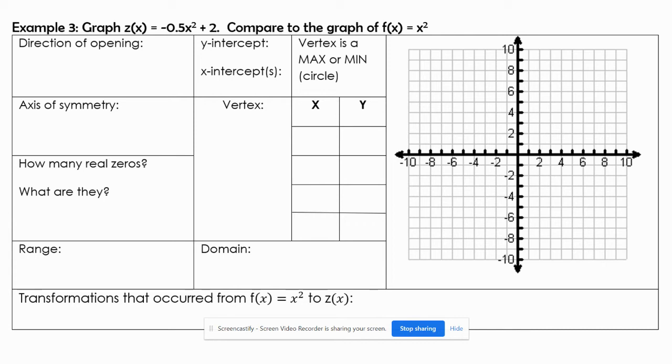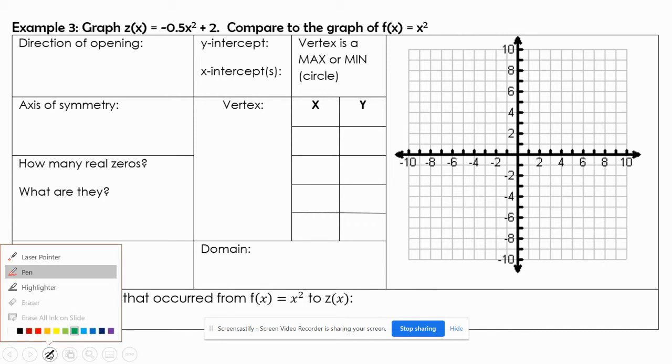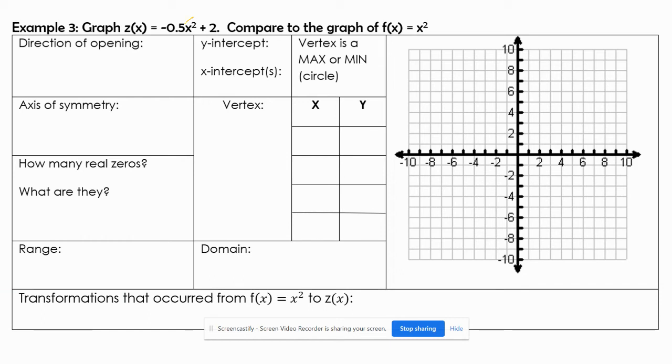Example 3. Still again comparing this to our parent function of x squared. So here's the x squared. We have a -0.5 in front and then a +2 at the end. We are multiplying the y by -0.5, then adding 2. Again, keeping that -2, -1, 0, 1, 2.